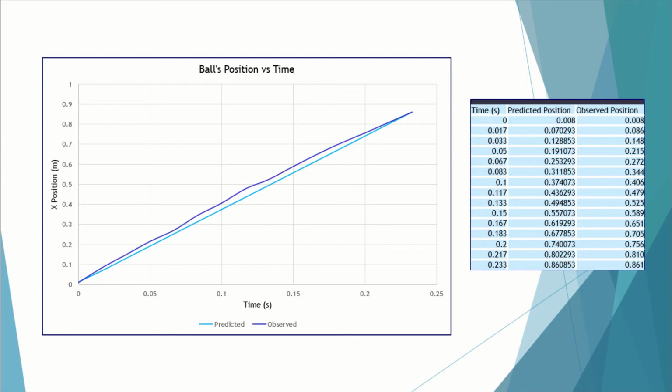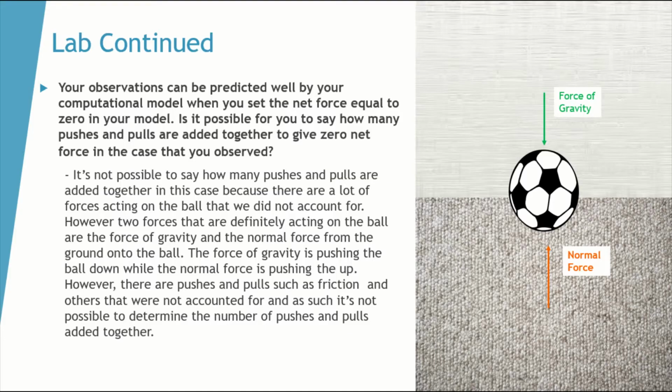Despite all this data, it's not possible to say how many pushes and pulls are added together in this case. It's known that two forces are acting on the ball for sure: the force of gravity pushing the ball down, and the normal force pushing the ball up. However, there are other forces, such as friction, that were not accounted for. As such, it's not possible to determine the number of pushes and pulls added together. One can only know the total pushes and pulls equal zero.